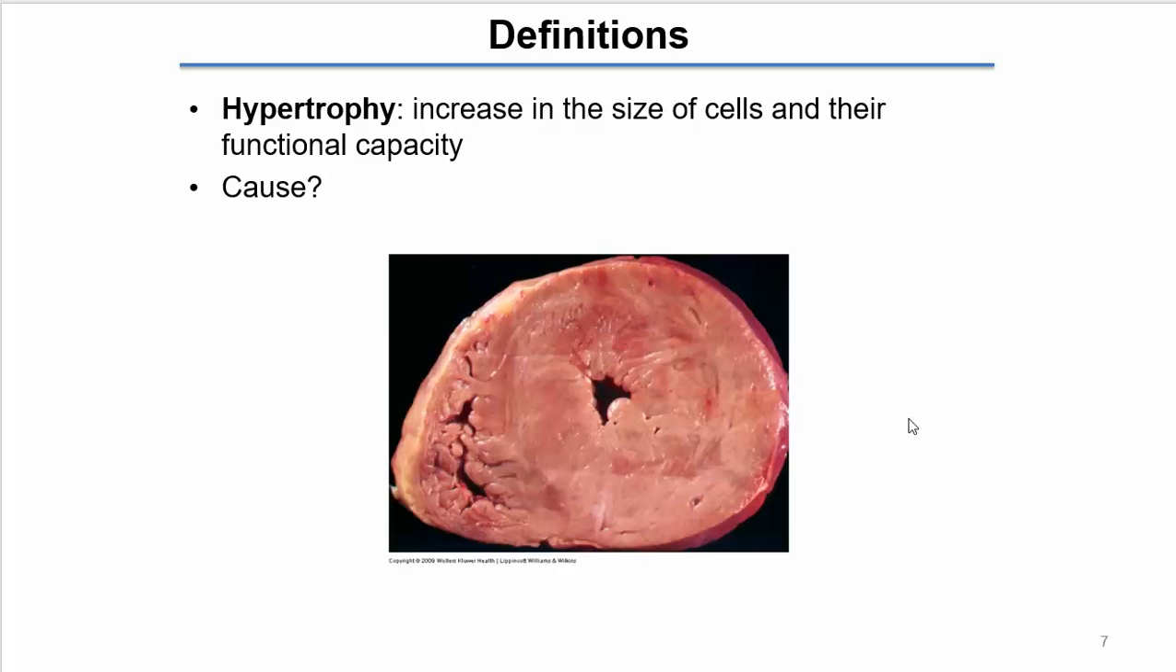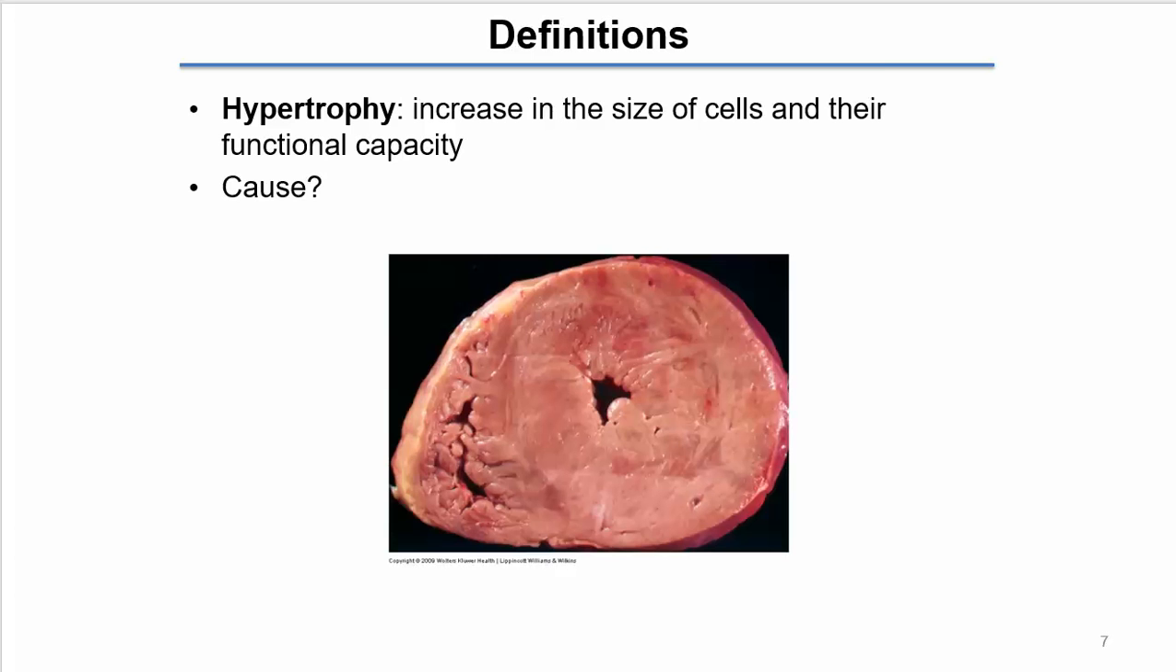It's definitely pathological. As you probably noticed, this person is dead, and to dissect a heart like this, you don't do that out of a living person. So that's hypertrophy, the increase in the size of individual cells.